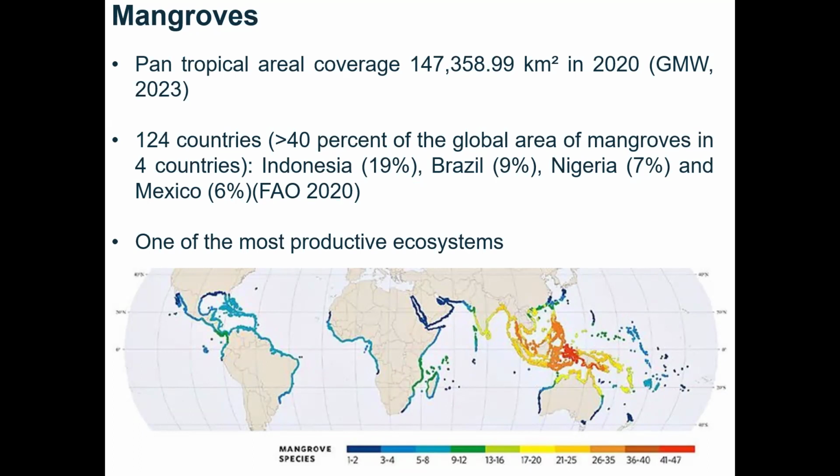The reason that they're really important from a blue carbon perspective is that they are one of the most productive ecosystems. In the last lecture, I talked a lot about the productivity of mangrove ecosystems, and this one's going to be a little bit more focused on how we get that productivity and how it actually goes down into the soils, and how that works from a blue carbon perspective.